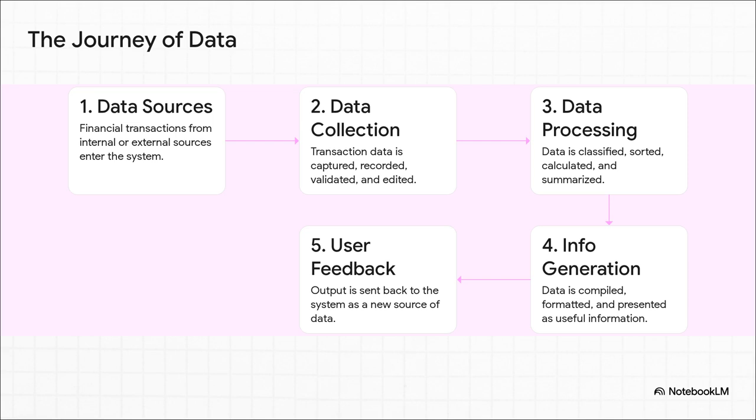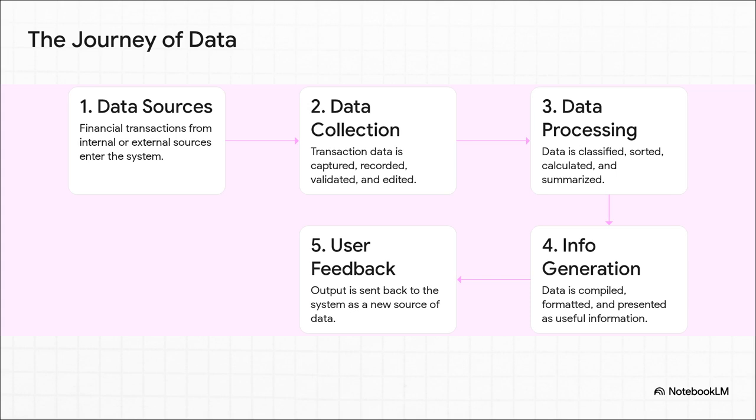Step 1, you have a data source. Let's say a customer buys something. Step 2 is data collection, where the system grabs that sale, records it, and makes sure it's valid. Then comes the heavy lifting, data processing, where it sorts, calculates, and summarizes everything. That leads to step 4, information generation, where it spits out a nice, clean report. And then, and this is the magic part, it all comes full circle with user feedback. A manager looks at the report, makes a decision based on it, and that action creates brand new data, starting the whole cycle over again.